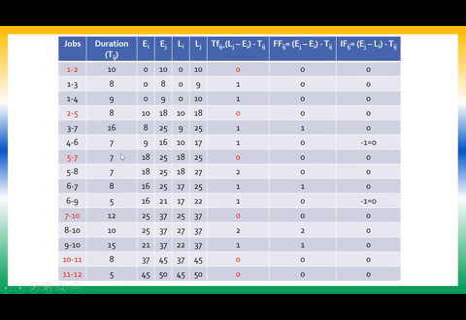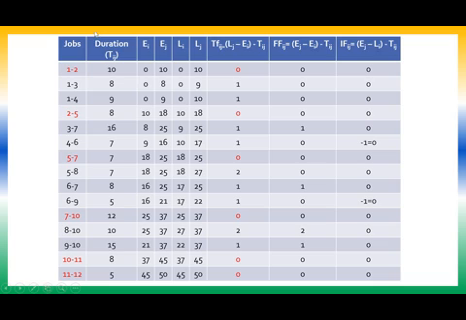25 minus 18 minus 7 is a 0. 25 minus 18 minus 7 is a 0. 25 minus 17 minus 8, 0. 21 minus 17 minus 5 is a minus 1, I can equate it to 0. 37 minus 25 minus 12, 0. 37 minus 27 minus 10, 0. 37 minus 22 minus 15 is a 0. 45 minus 37 minus 8 is a 0. 50 minus 45 minus 5 is also a 0, right? So we have calculated all the float values.